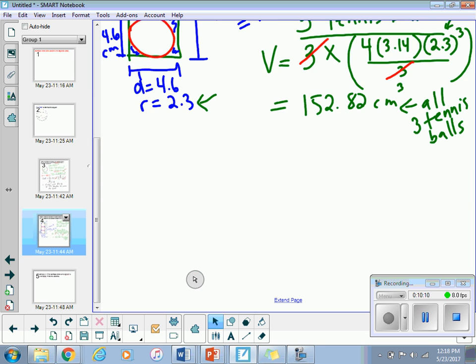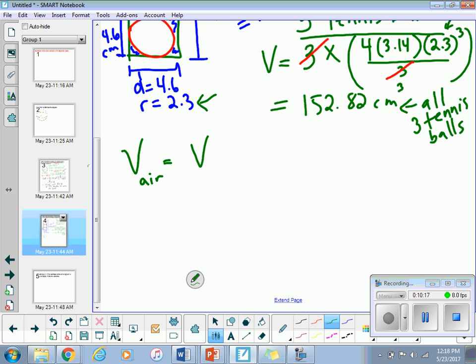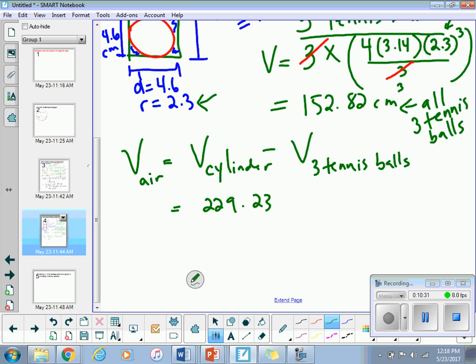But then to finally answer the question, the volume of air is going to be the volume of the cylinder minus the volume of the 3 tennis balls. So that gives you, you should end up with 76.41 centimeters cubed.